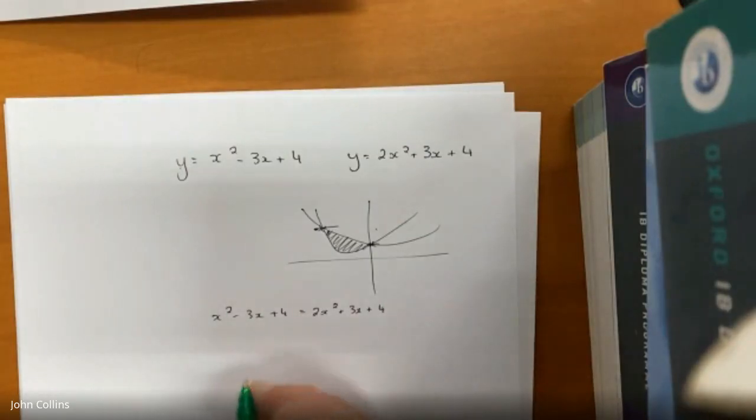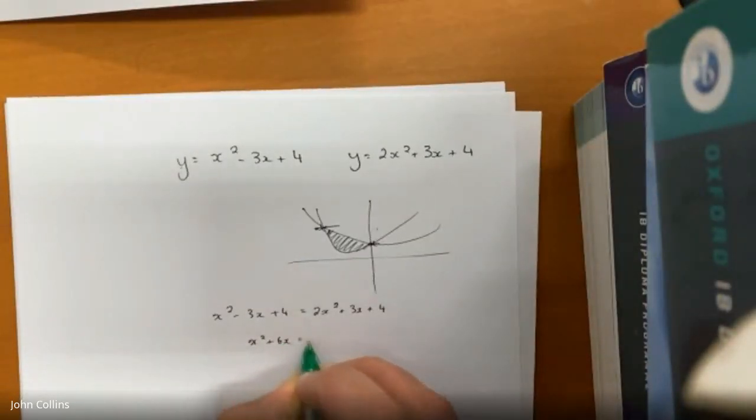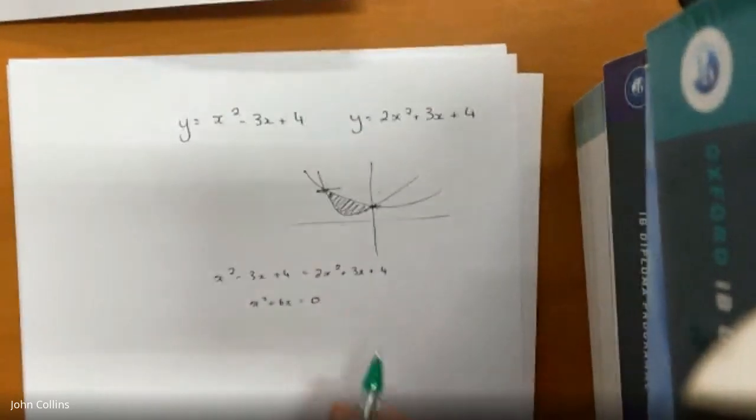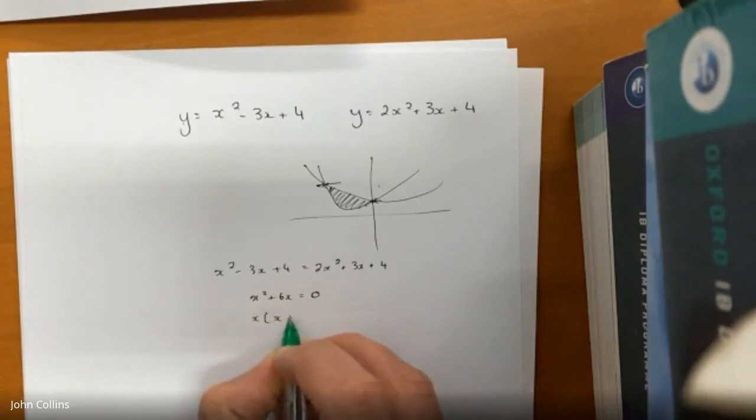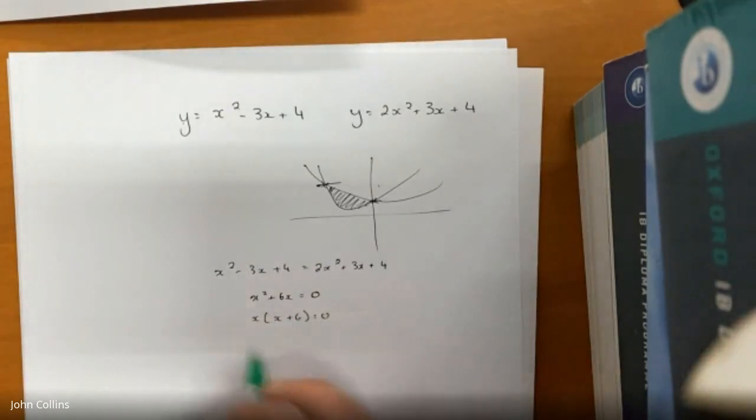A rearrangement of this, I think you end up with x squared plus 6x is equal to 0. And correct me if you're wrong, I think the 4's cancel and stuff. And we can find out that the two x values are both 0 and negative 6. So x would be either of those two.